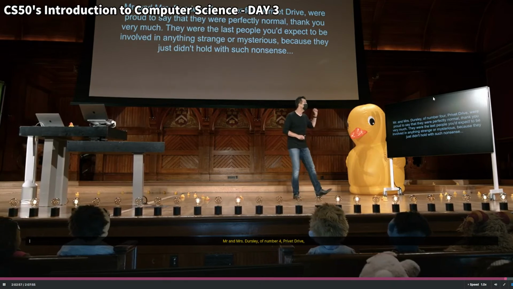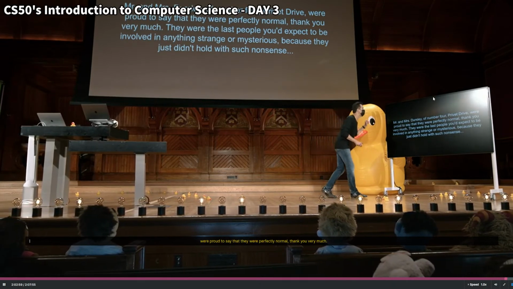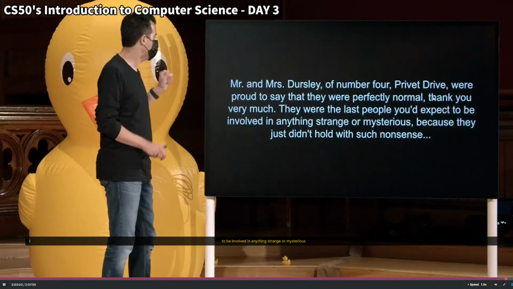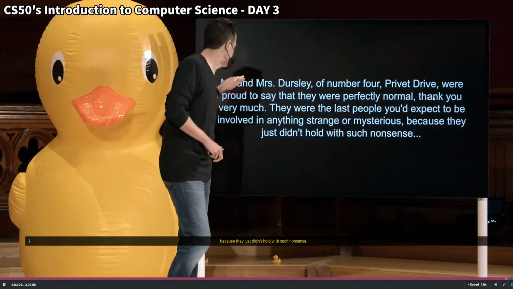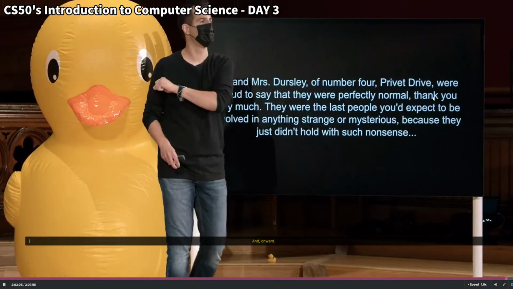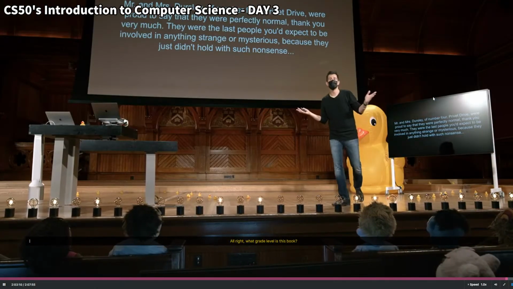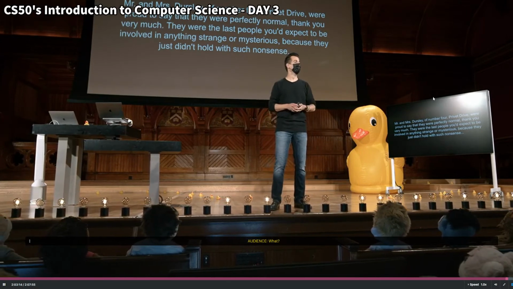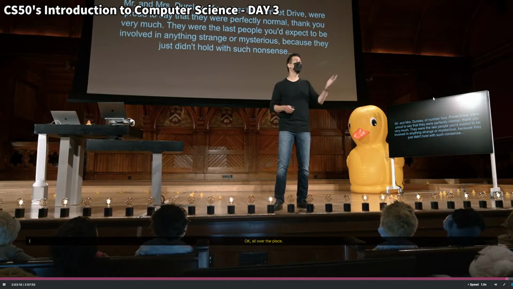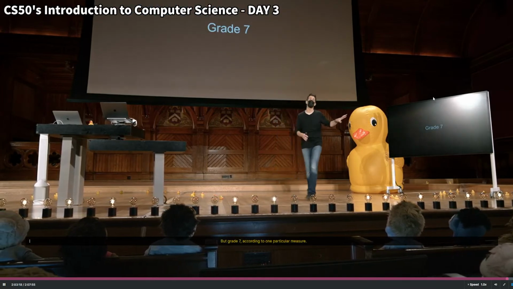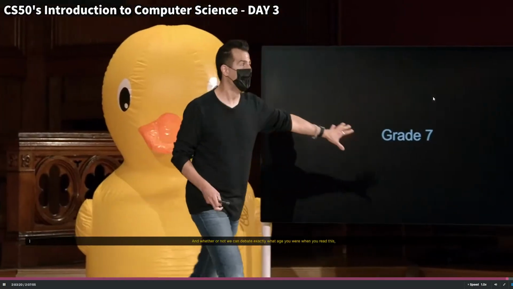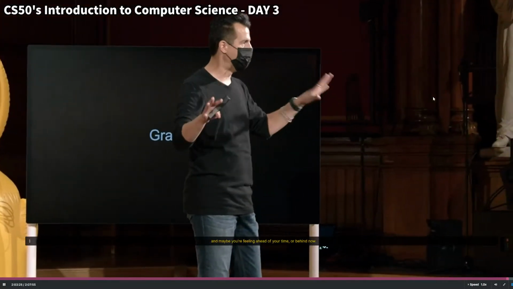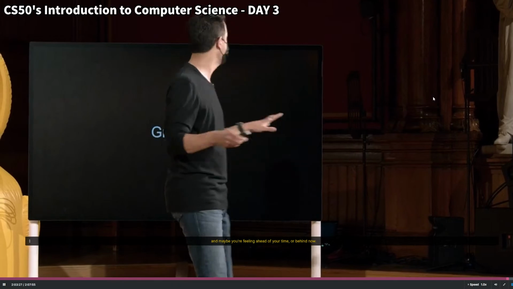How about this? Mr. and Mrs. Dursley of number 4, Privet Drive, were proud to say that they were perfectly normal. Thank you very much. They were the last people you would expect to be involved in anything strange or mysterious because they just didn't hold with such nonsense. And onward. All right, what grade level is this book at? OK, I heard 3rd. 7th, 5th, OK, all over the place. But grade 7, according to one particular measure, and whether or not we can debate exactly what age you were when you read this, and maybe you're feeling ahead of your time or behind now.